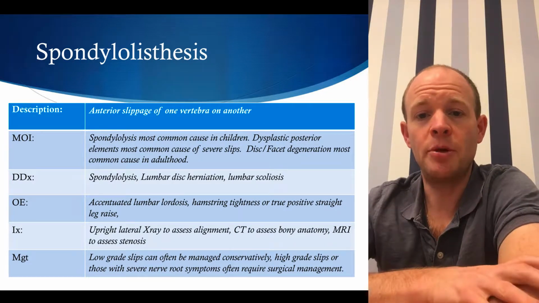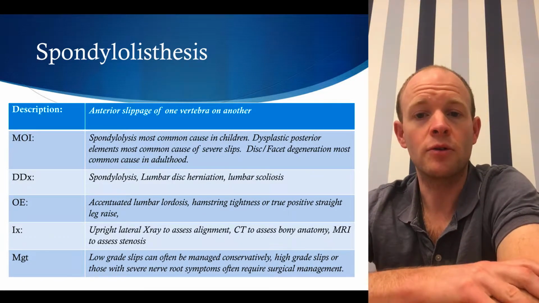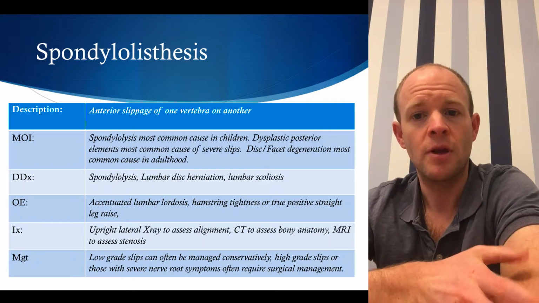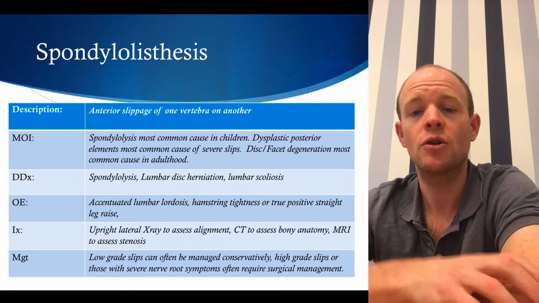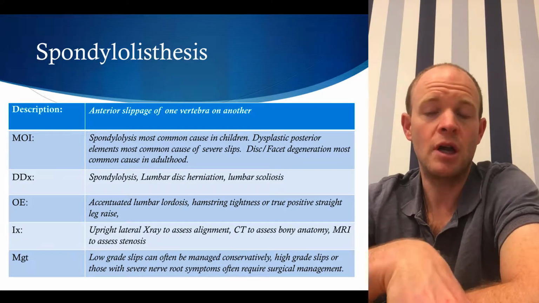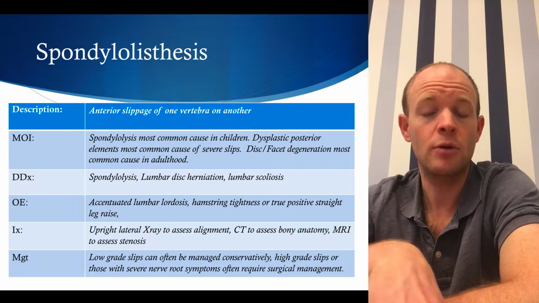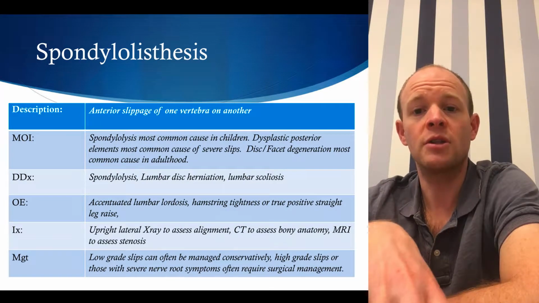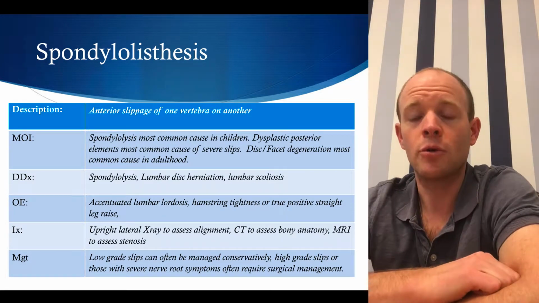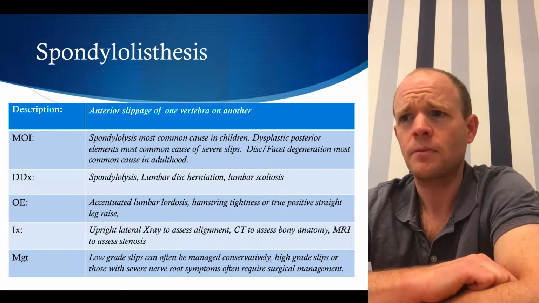Spondylolisthesis is a slippage forward of one vertebra over another. Spondylolysis is the stress fracture. Spondylolisthesis is the slippage. They can occur independently of each other. Spondylolysis can be one cause of spondylolisthesis, but you can have spondylolysis without spondylolisthesis, and you can have spondylolisthesis without spondylolysis.